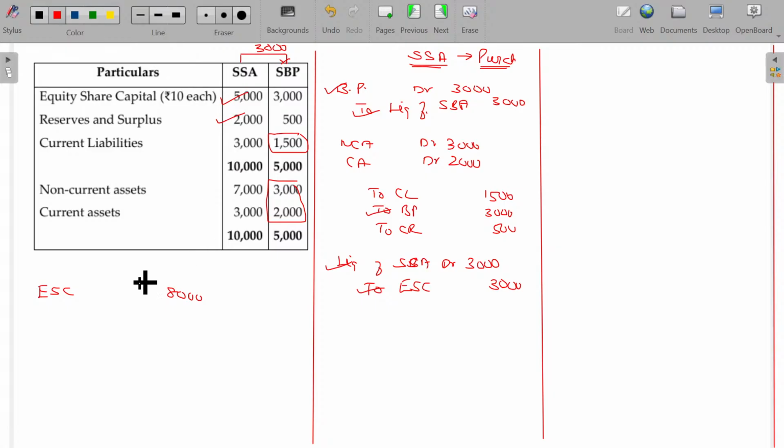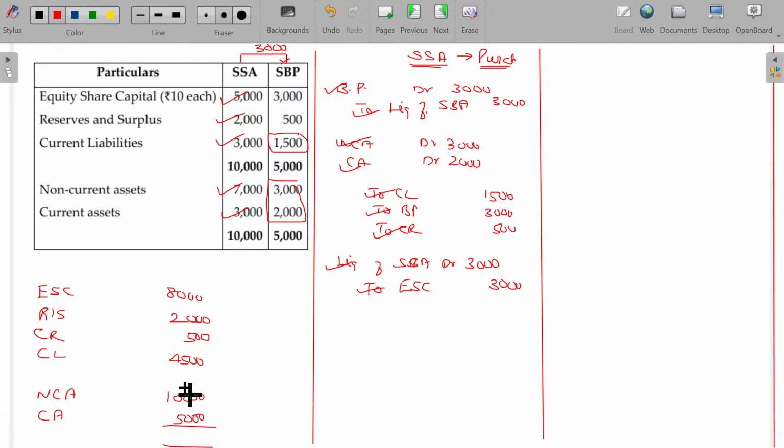Reserves and surplus, 2,000 rupees, and we get capital reserve here, value being 500 rupees. Current liabilities are 3,000 and 1,500, 4,500. Non-current assets 7,000 plus 3,000, 10,000. Current assets 3,000 plus 2,000, 5,000.